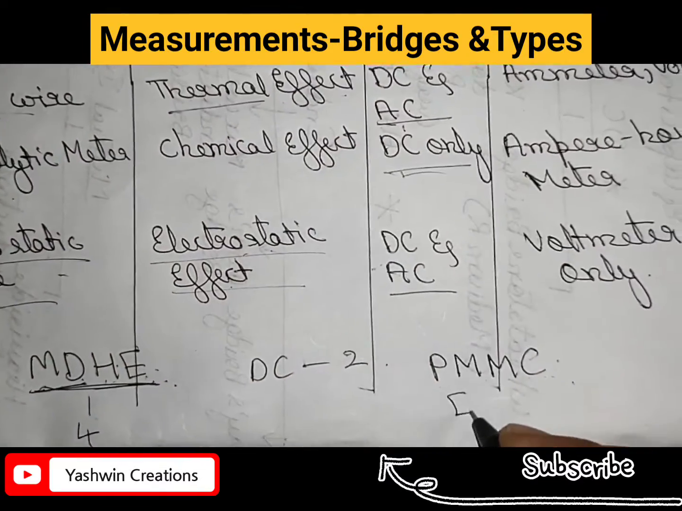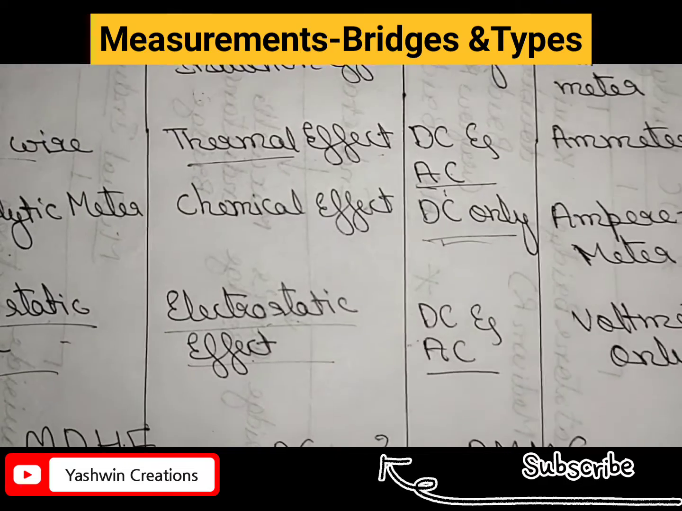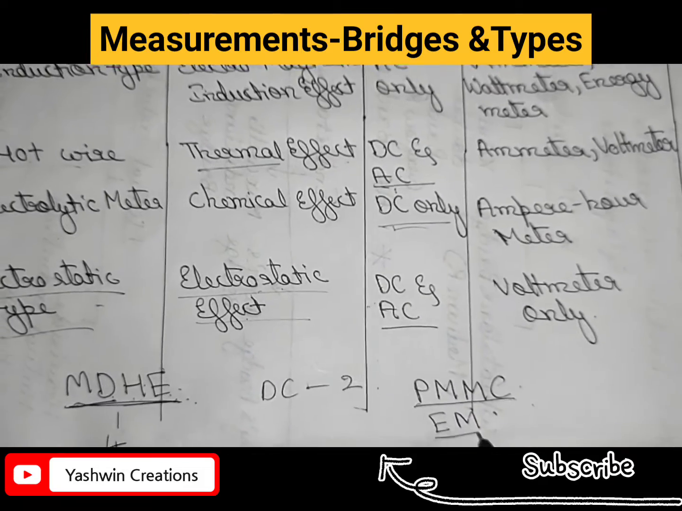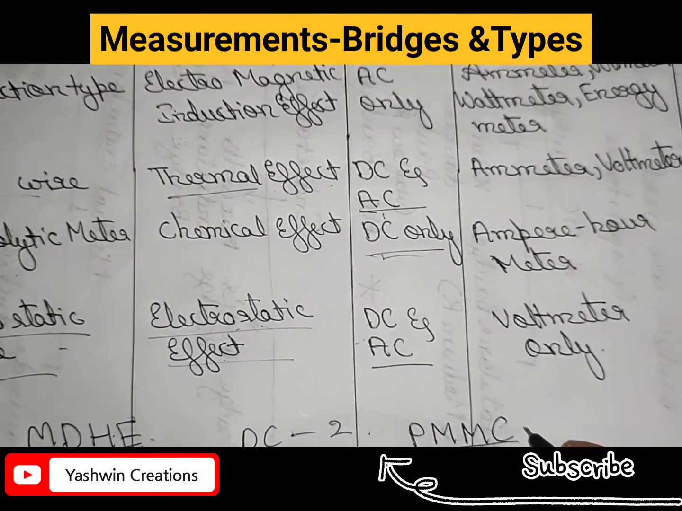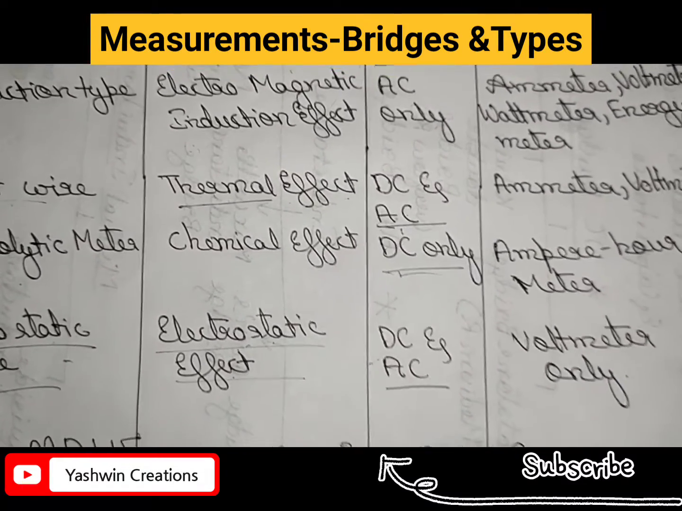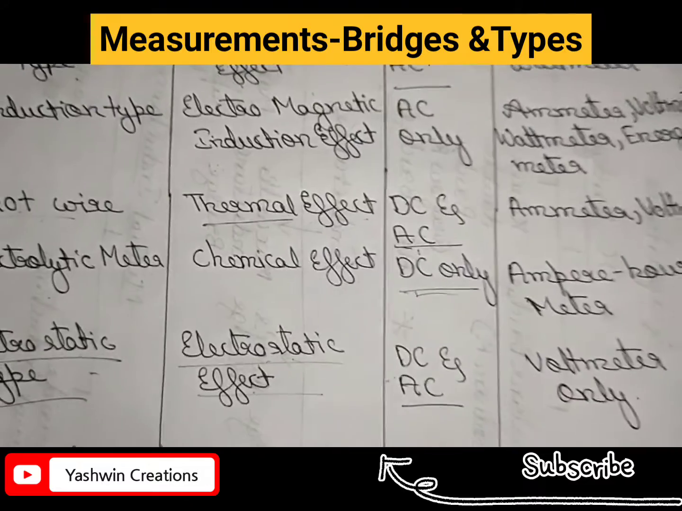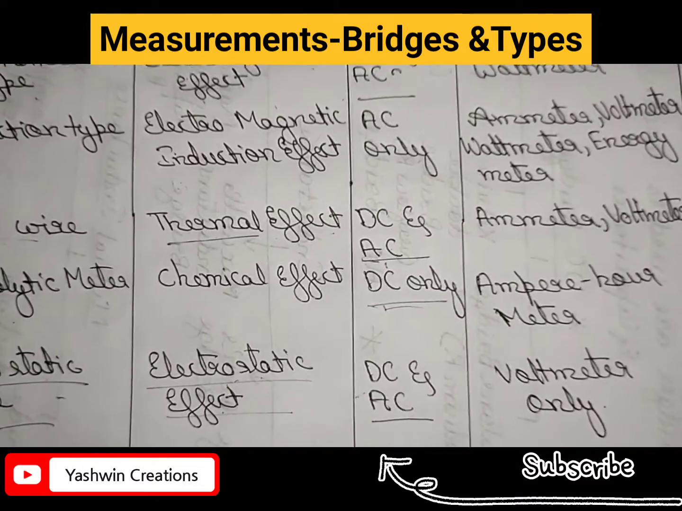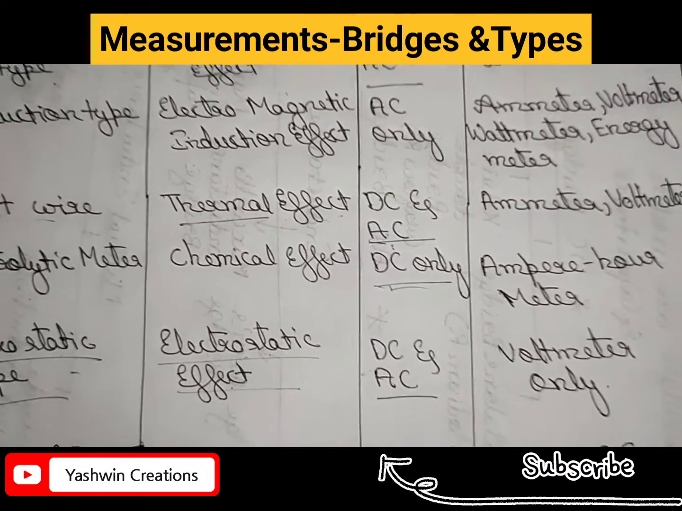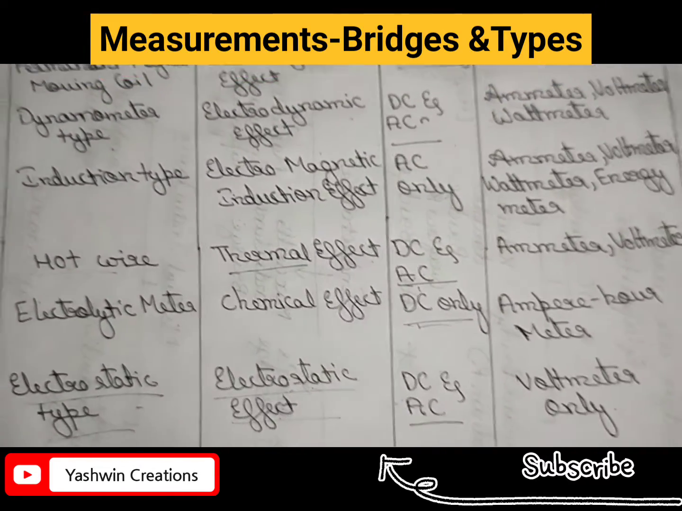So what can we write? EM, electrolytic meter. So permanent magnet moving coil and electrolytic meter. Here the effect is electrodynamic effect, and for the electrolytic meter it is the chemical effect. You might have studied it in chemistry. Remember it like that: chemical effect, and electrodynamic effect. So PMMC and EM are used only for DC.